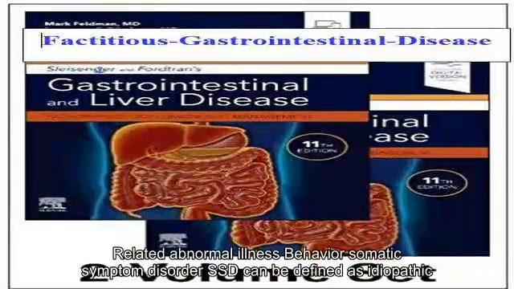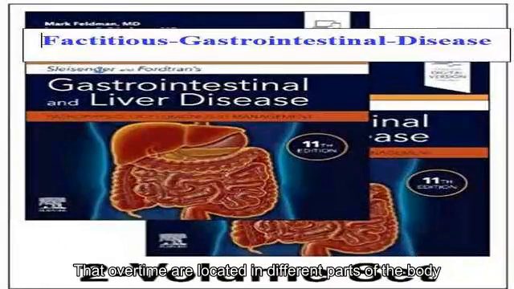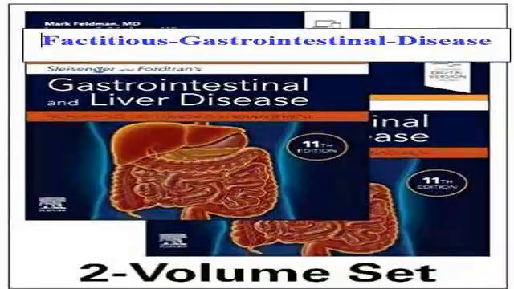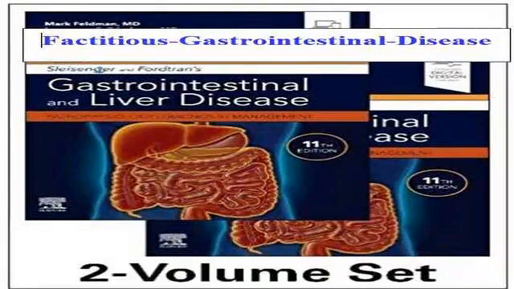Related abnormal illness behaviors. Somatic symptom disorder (SSD) can be defined as idiopathic physical symptoms that begin before age 30, that over time are located in different parts of the body, and that cause disproportionately severe disability and impaired function. The main symptom is pain. There is no evidence that pain in patients with SSD is intentionally feigned or exaggerated, but there is no way to prove that it is not. See also chapters 12 and 22.